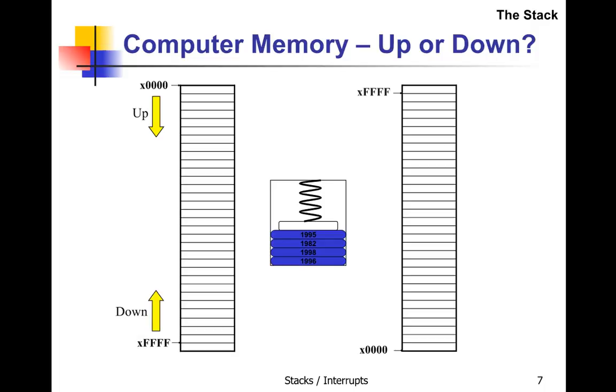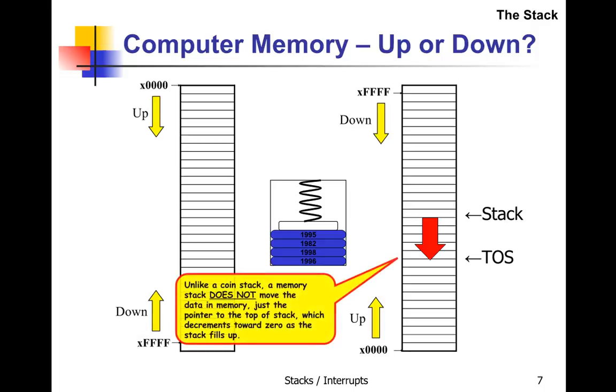But the way we normally visualize it is over here on the right. We have 0 at the bottom and FFFF at the top. The stack starts somewhere in the middle, at the top of RAM, and it grows down toward 0 as you add more and more stuff on it. It gets bigger by growing down. This is important: unlike a coin stack, the memory stack does not move the data in memory, just the pointer to the top of the stack, which decrements towards 0 as the stack fills up.